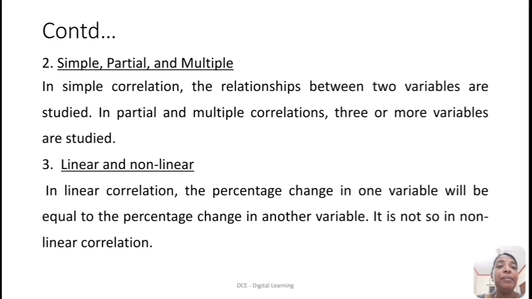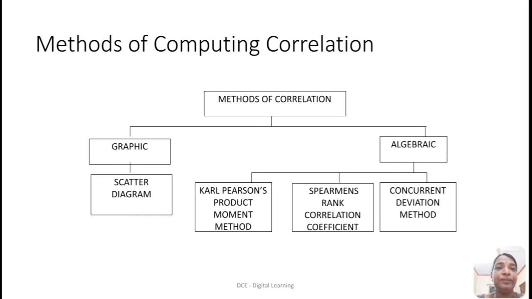Simple, partial and multiple. This is another type of correlation. In simple correlation, we study the relationship between two variables only. But in partial and multiple correlation, three or more variables are studied. The next type of correlation is linear and non-linear. In linear correlation, the percentage change in one variable will be equal to the percentage change in another variable. But it is not so in the case of non-linear correlation.